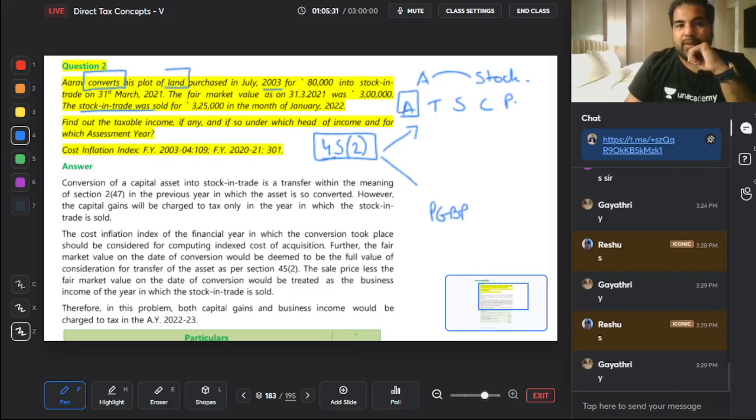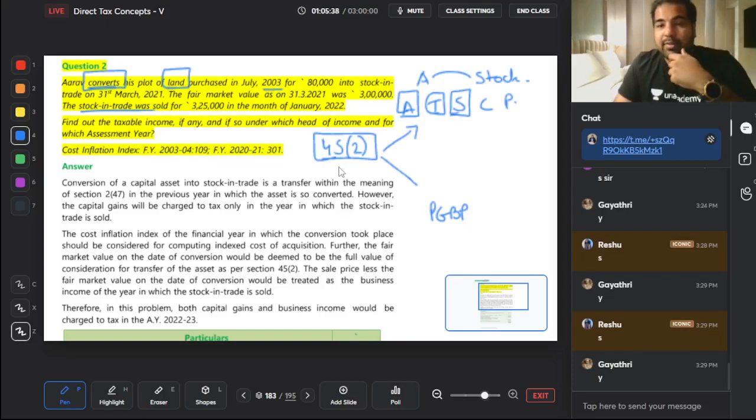Yes, there is a piece of land. Is there a transfer? Yes, you've converted it, so that is a transfer. Is there a sale consideration? No, you haven't sold it. So what will you take as the sale? You will take the FMV as the sale consideration.